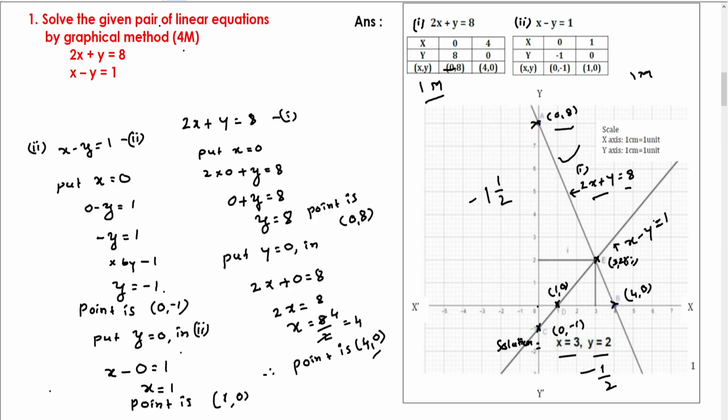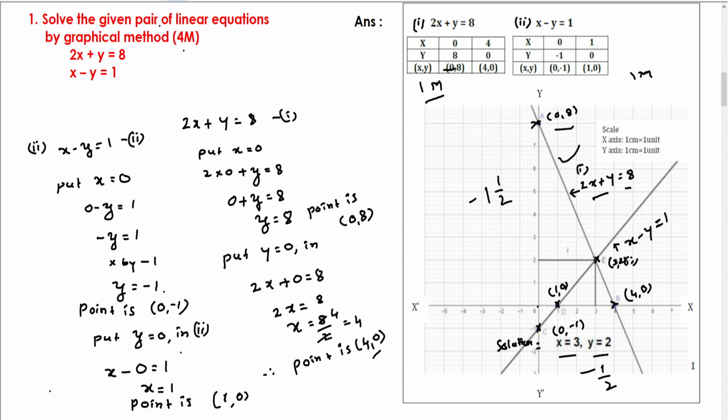Similarly, draw x minus y is equal to 1. What are the coordinates? When x is equal to 0, y is equal to minus 1. You have to go to the negative y-axis. 0 is here, minus 1 is here. Say it is a point C and this will be 0, minus 1. The next point is 1, 0. 1, 0 is here only. x is equal to 1, y is equal to 0 here only. Join these two points and produce the line.